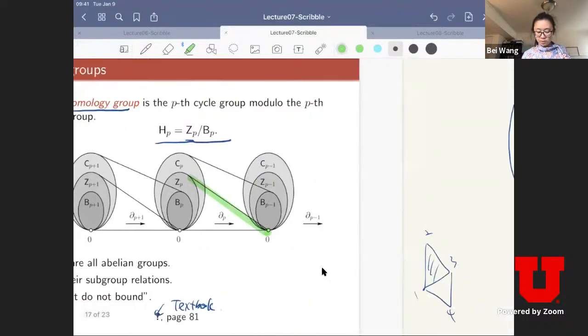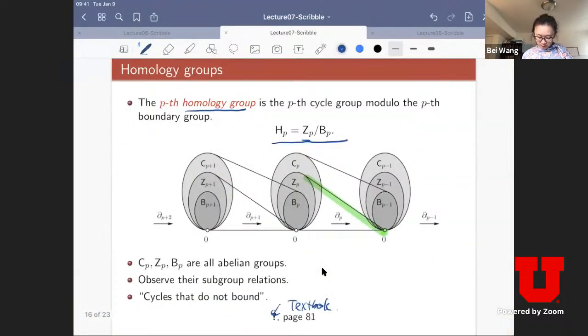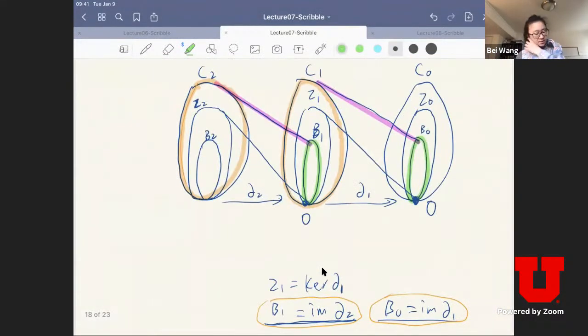It's everything that map to 0. So what's happening is everything in Z1 map to 0, and everything in Z2 map to 0 through the boundary map. Okay, so that's what the second line means. So again, I'm talking about here. Okay, and again, I have to warn you, this is all very abstract, but it's not too hard to understand what is the different elements in here.